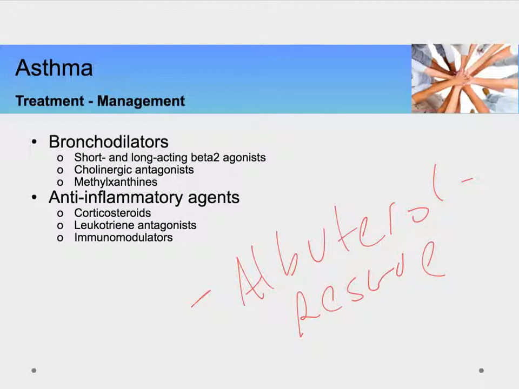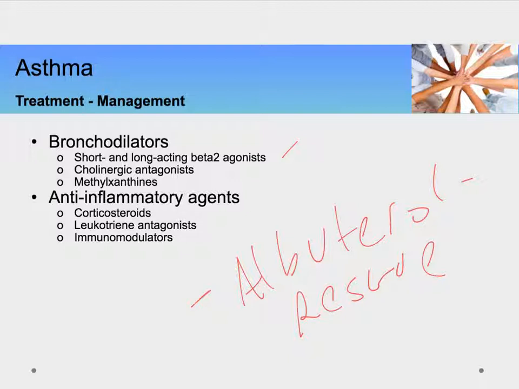And then you have those long-acting bronchodilators. Like we said, Serevent is one of them. That's your maintenance medication. Cholinergic antagonists are also bronchodilators, and they act in a little bit different way. That is known as ipratropium, and that is Atrovent.